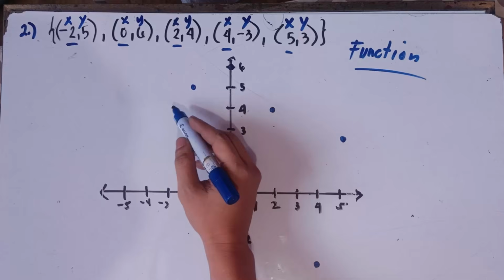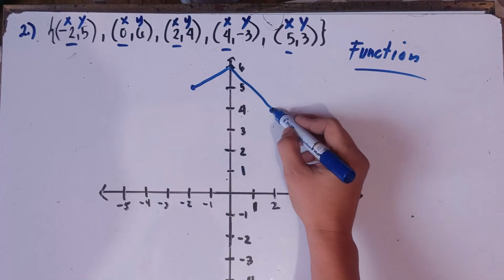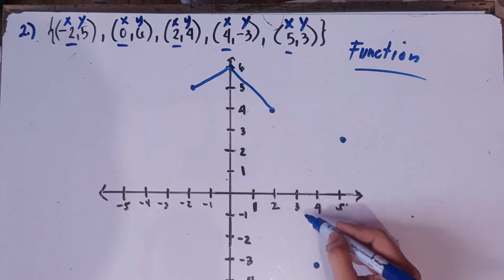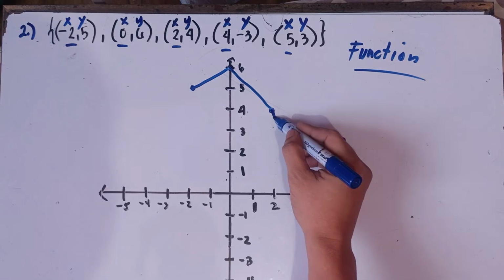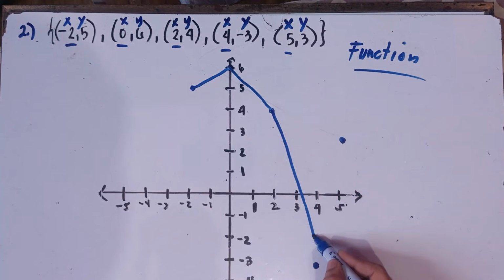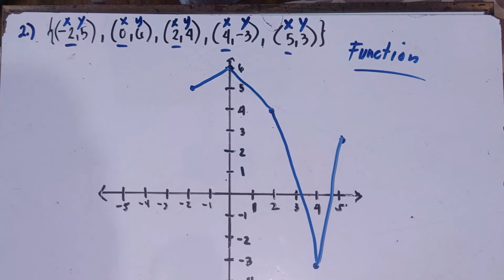With regards to the graph, simply connect the points. So we have this one. Alright, 2 and then 4. This one right here, and then 4 and then negative 3. Alright, simply connect the points, and then this one right here. And then simply draw a vertical line, or we call that the vertical line test.